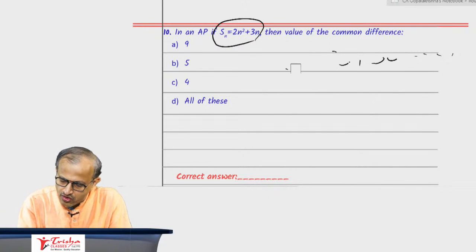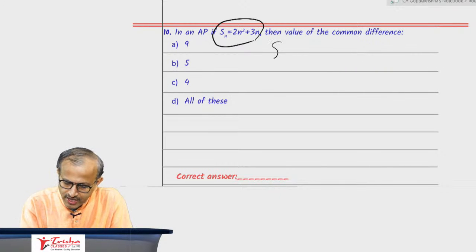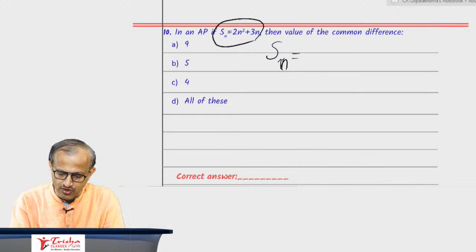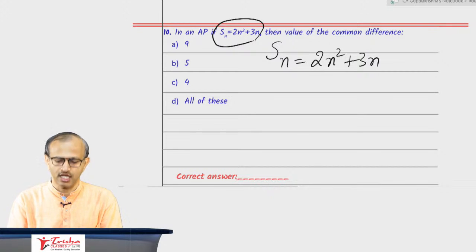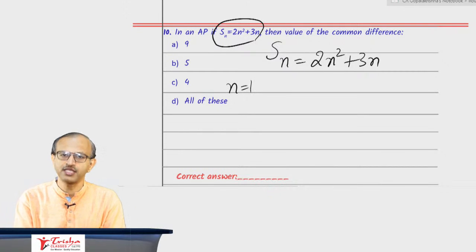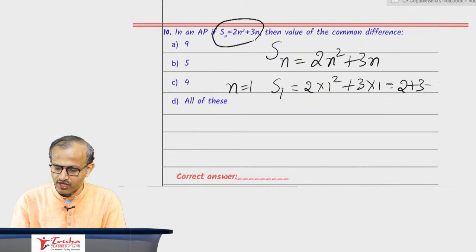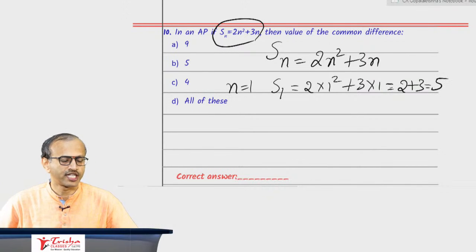So what I will do, look at my working. Sn is equal to 2n square plus 3n. You write along with me the question. Put n is equal to 1, means S1, the sum of the first term. Substitute 2 into 1 square plus 3 into 1, 2 plus 3. What is your answer? 5. Any doubts so far? No. Excellent.